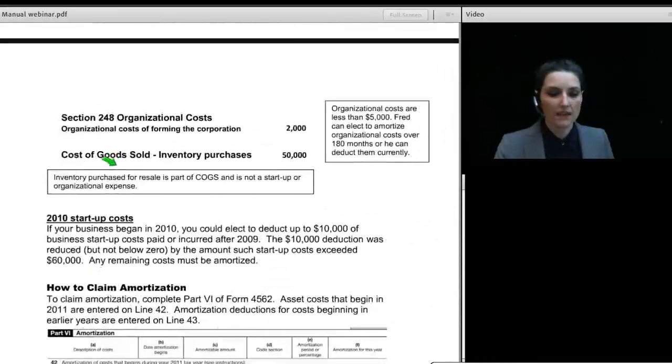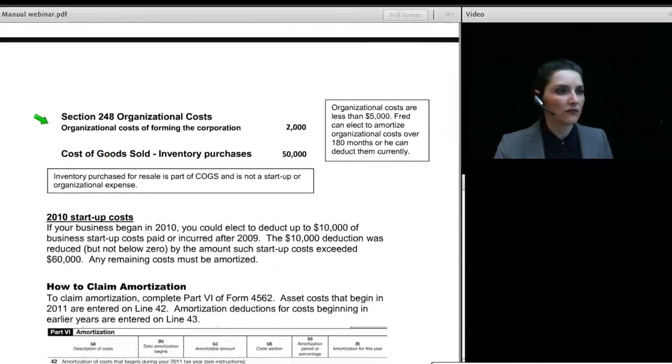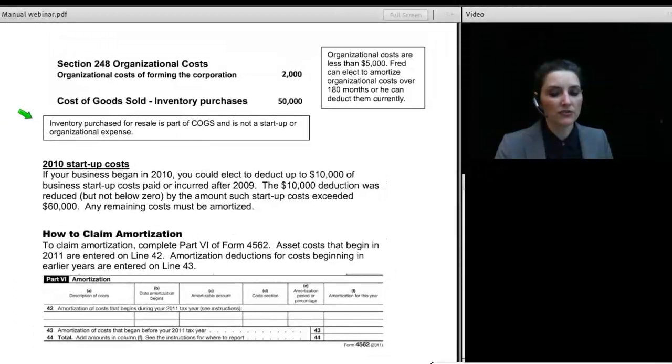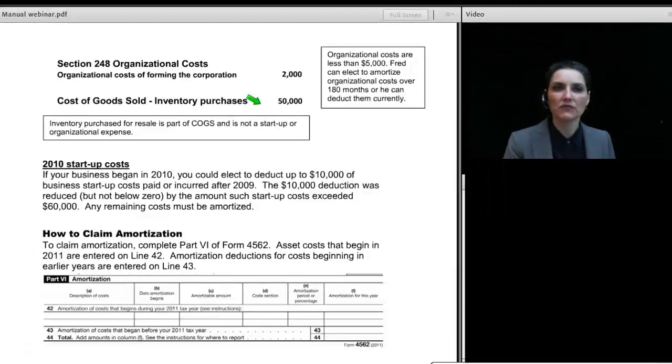That's up to him. The second aspect is the organizational costs of forming his corporation. They fall under Section 248, and that $2,000 amount can be either deducted or amortized because his total amount is less than $50,000. And then he has the cost of goods sold, which are the inventory purchases. $50,000 would essentially be his purchases for the year, and how much he gets to deduct as an inventory deduction, you need a lot more information than this number. We need to look at his opening inventory, we add in all purchases for the year, we subtract out the closing inventory, and he will claim that as a cost of goods sold deduction.